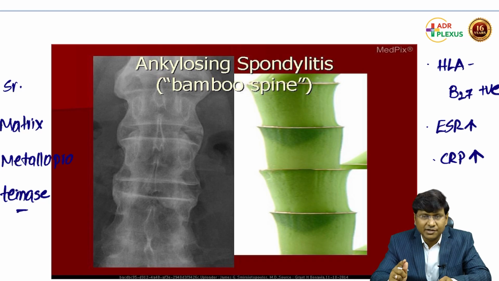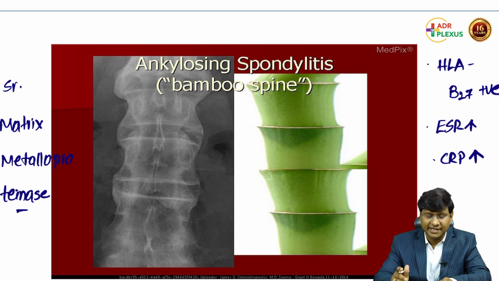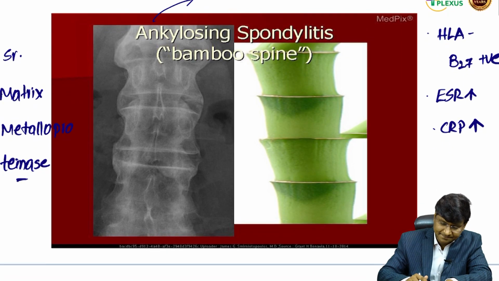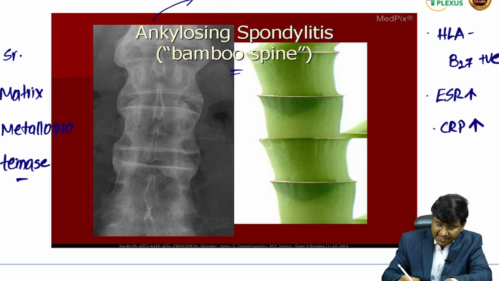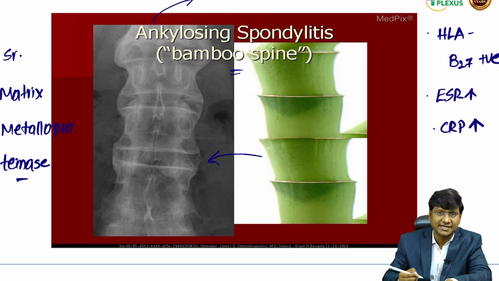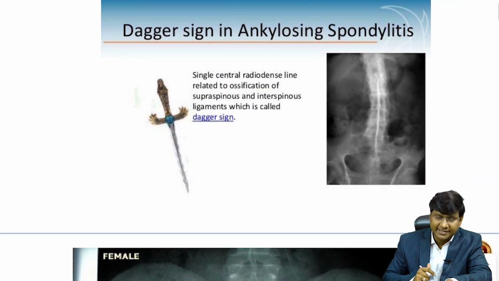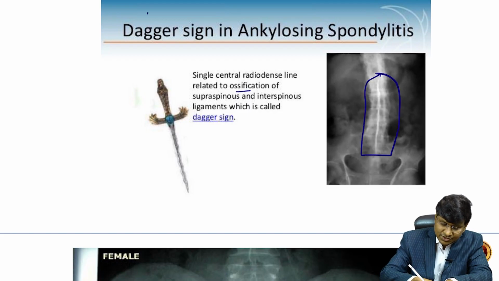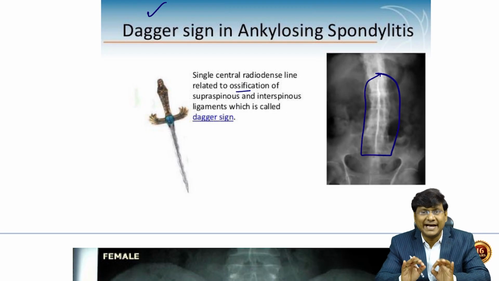The next important point is that in patients with ankylosing spondylitis, the RA factor will be negative, and on imaging, the X-ray of the spine will show you the bamboo spine, due to the fusion of the vertebrae, so it appears similar to a bamboo stick. That is why it is called bamboo spine. And due to ossification of the supraspinous and interspinous ligaments, you will notice an important sign called the dagger sign. Dagger sign and bamboo spine are the two important imaging findings.